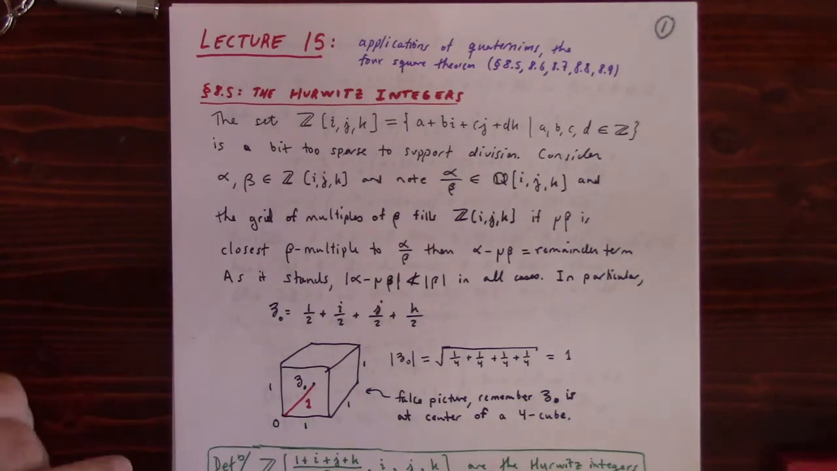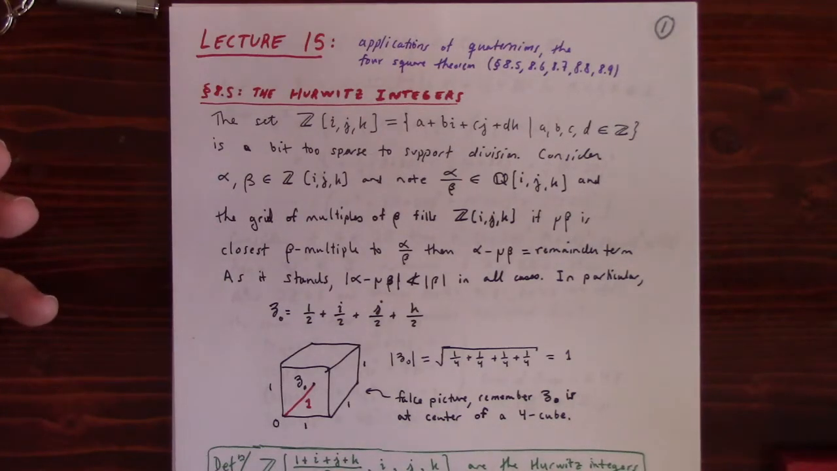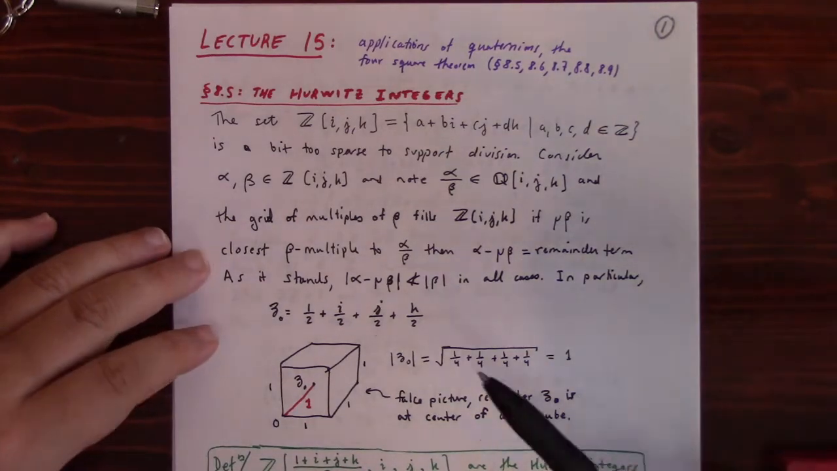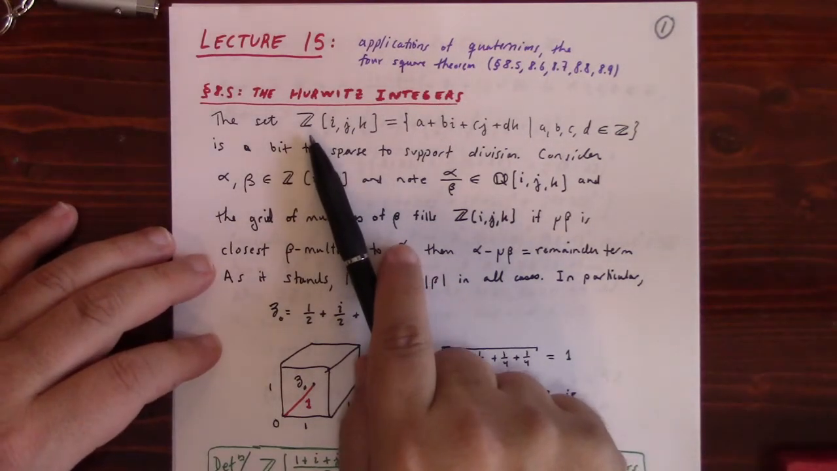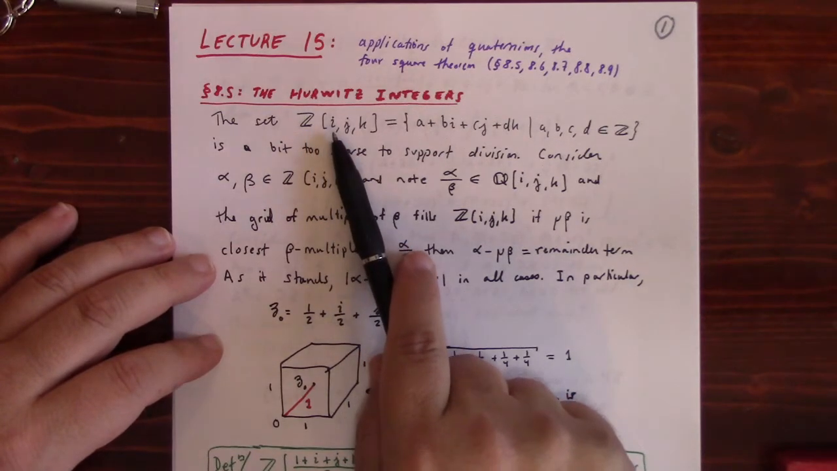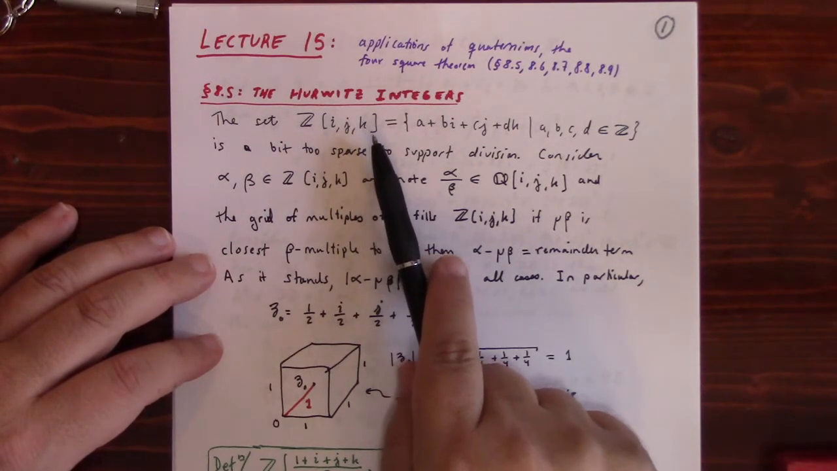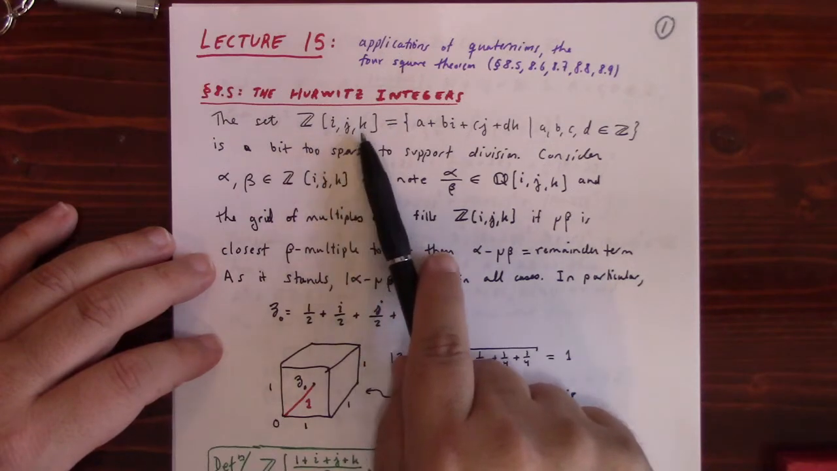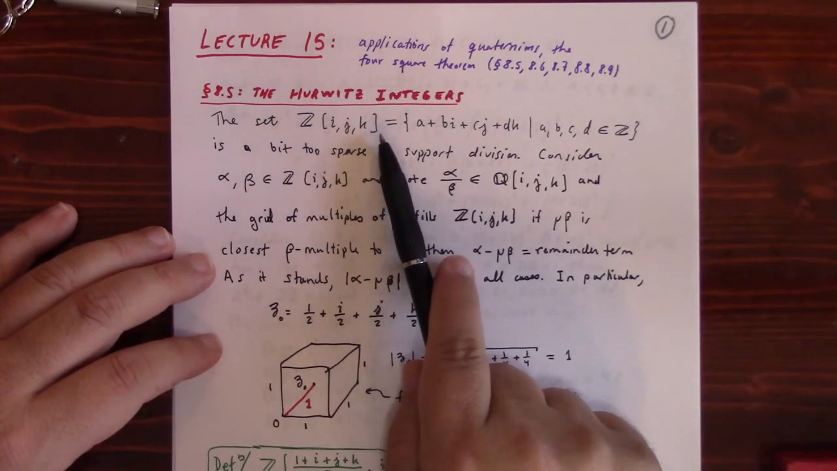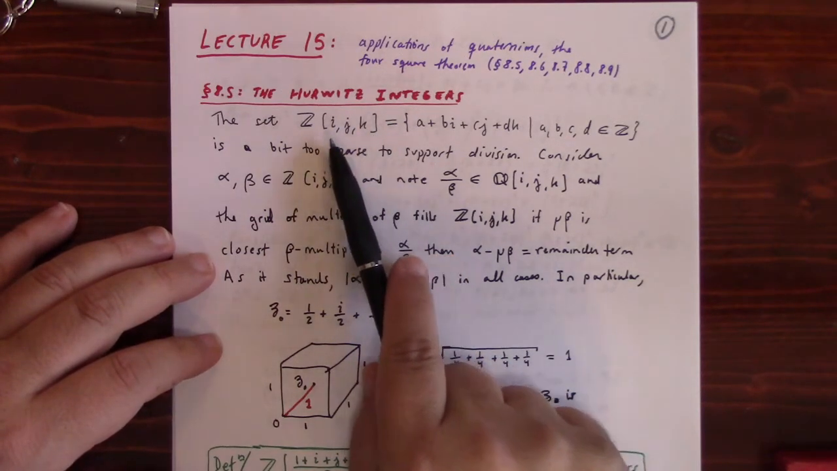All right, so to apply complex numbers to the two-square problem, we had to look at not all the complex numbers, but the complex numbers with integer coefficients. So the first thing you might try would just be the integers extended by i, j, and k. But the thing is, this is a lot like Z adjoin square root of 3 that we talked about last time. It's too sparse.